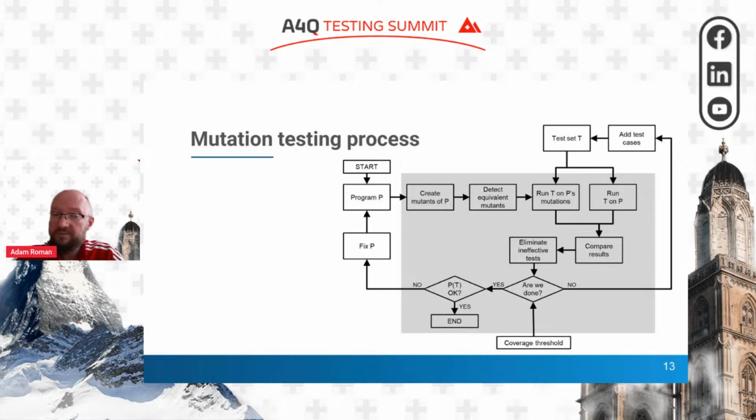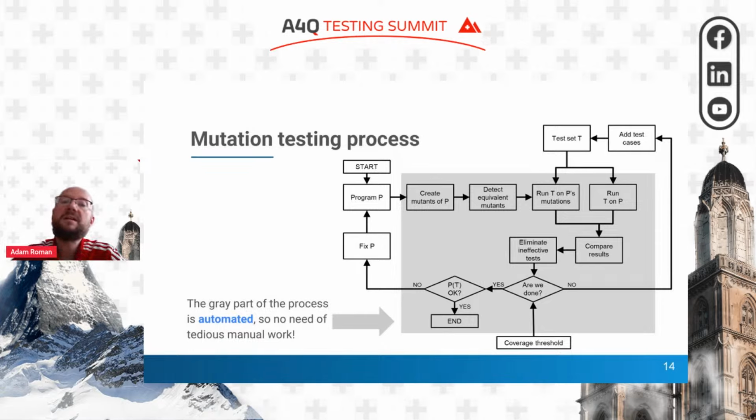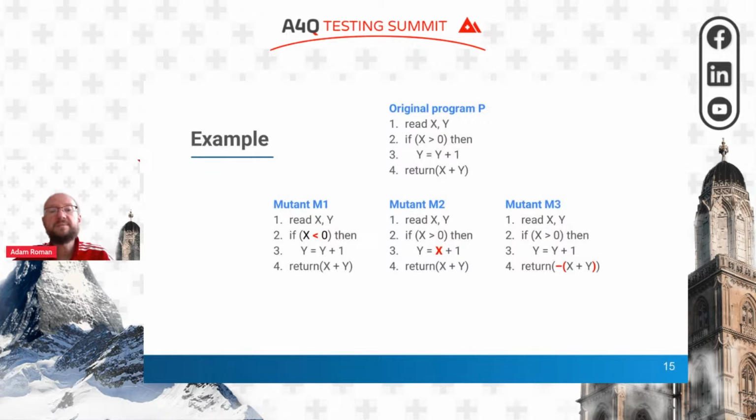The nice thing about mutation testing is that this whole gray area consists of activities that are done automatically by the mutation testing framework, so we don't do any manual work here. The only manual work is to create test cases, but we need to do this anyway, so that's not a problem, and to add some new test cases if no test kills a given mutant. This whole process is fully automated, which is a very nice thing about this approach. Here we have a simple example.